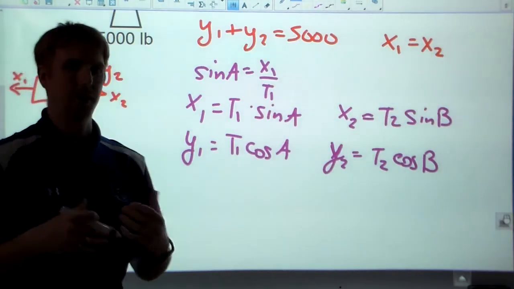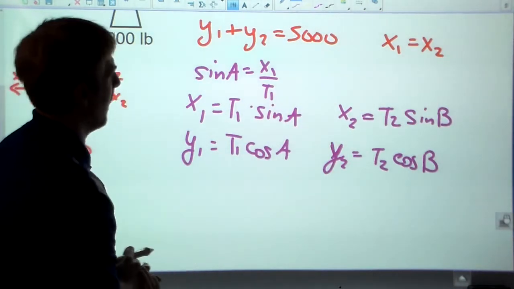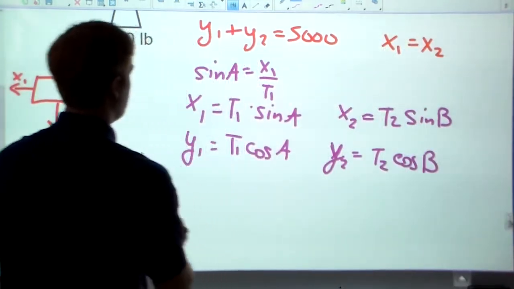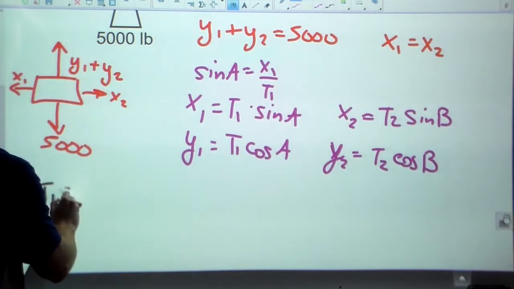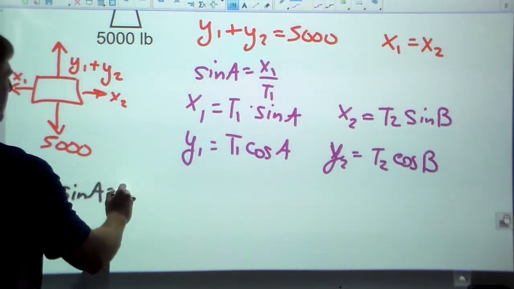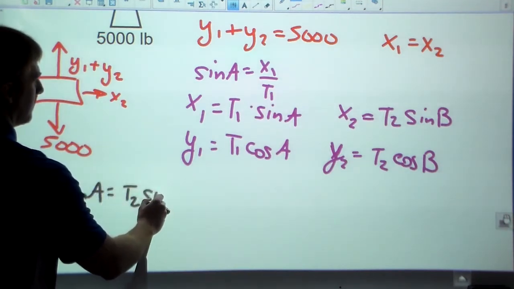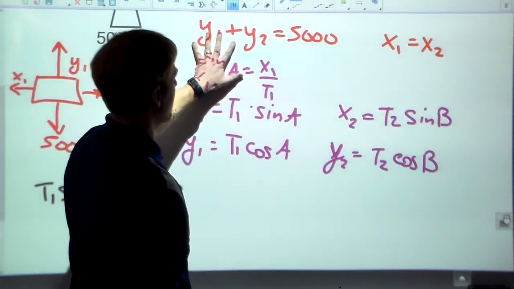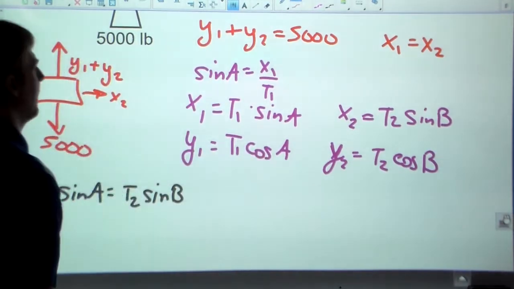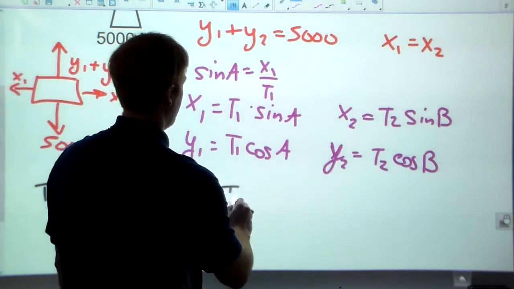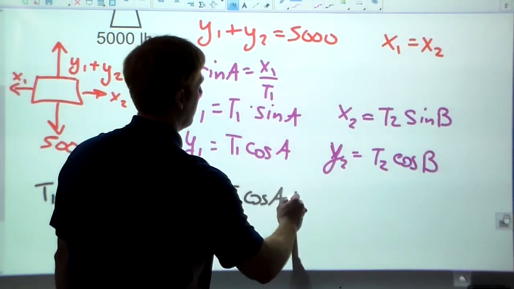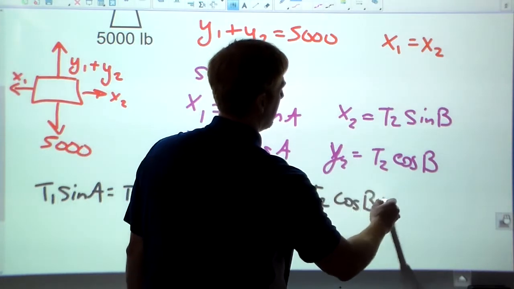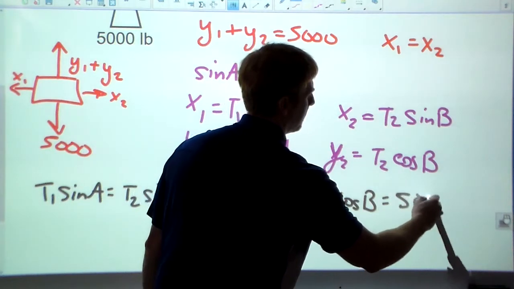Once you get all this stuff figured out, it's going to work like most of the other problems. I'm going to start with my x components and setting those equal. So I know that T1 sine A has to equal T2 sine B. And then I'm going to work on this equation and put the two together. So y1 is T1 cosine A plus y2 T2 cosine B equals 5,000.